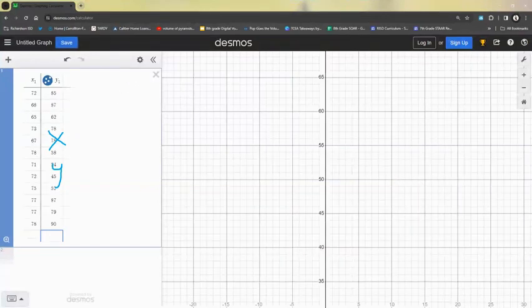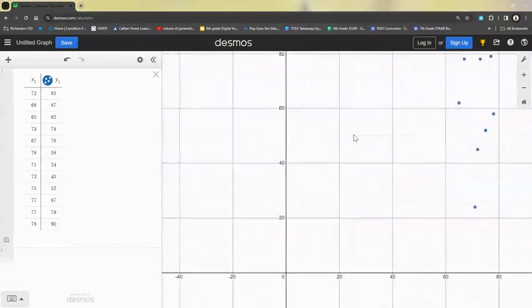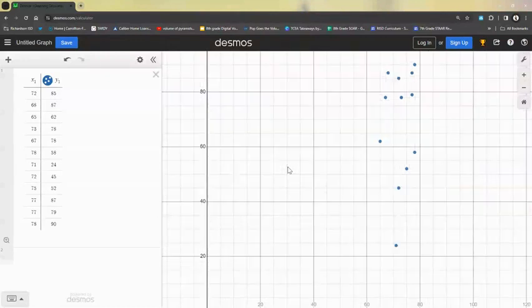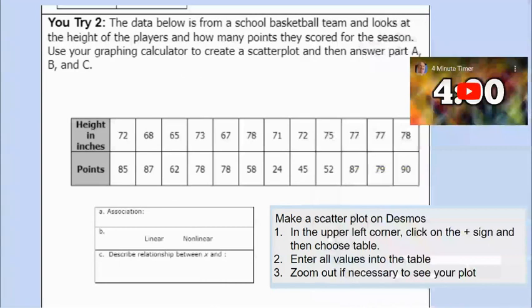Let me trash this. And now that we have this done, we can kind of zoom out and look at it. Now, believe it or not, this is linear. But I would think that the association is undefined because it's just going straight up and down. It's not going in a positive direction. It's not going in a negative direction. It's just going straight up and down. So I would say that this data is more of a cluster or undefined.